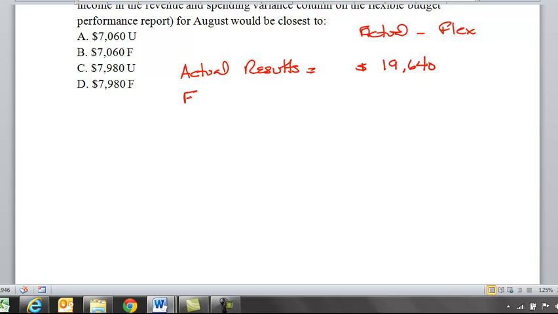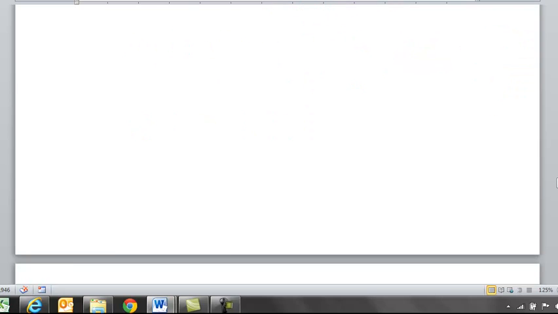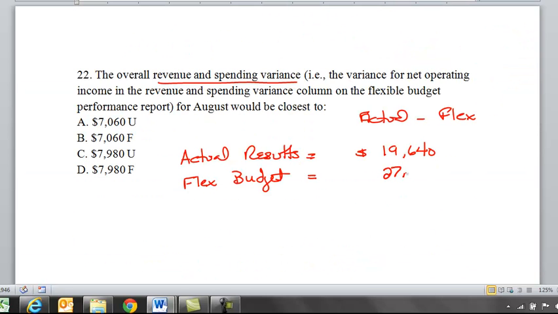19,640. Then we compare that to our flexible budget, which we did above. Remember, my flexible budget gives me net operating income of 27,620. So I get a variance of 7,980. And because this is negative, and it's representing a net operating income difference, the triangle means difference, this is going to be unfavorable. Or the answer would be C.